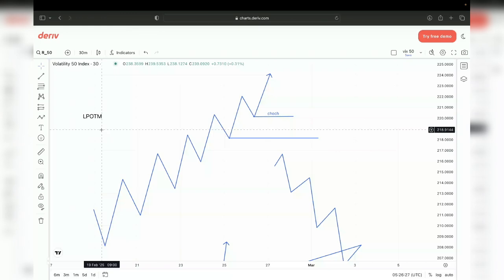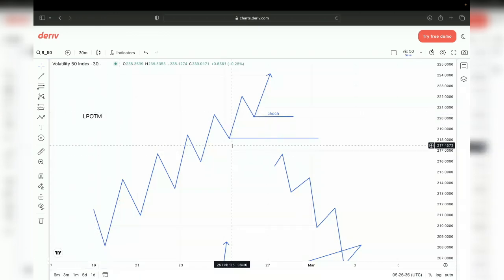Okay. Now, the last point of true mitigation is the place that invalidates a particular zone completely, such that, I will use the word, there is no repair to it.